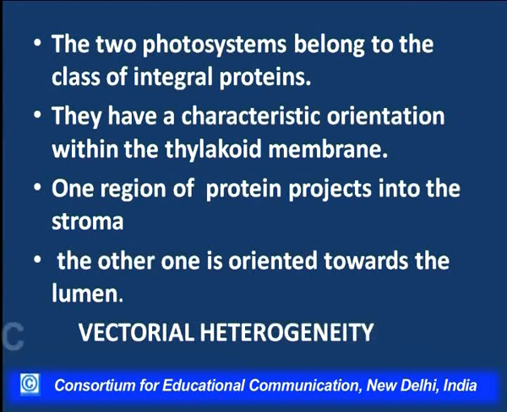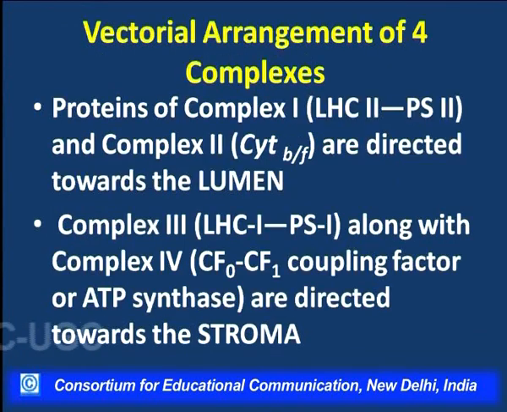Are all of them pointing towards the same direction, or is there any vectorial heterogeneity in these 4 different complexes that we are talking about? So it is now seen that proteins of the complex 1, which is the starting one, is light harvesting 2, which is the photosystem 2, and the complex 2, which is the cytochrome B and F, they are directed towards the lumen. That means the interior of the chloroplast granum.